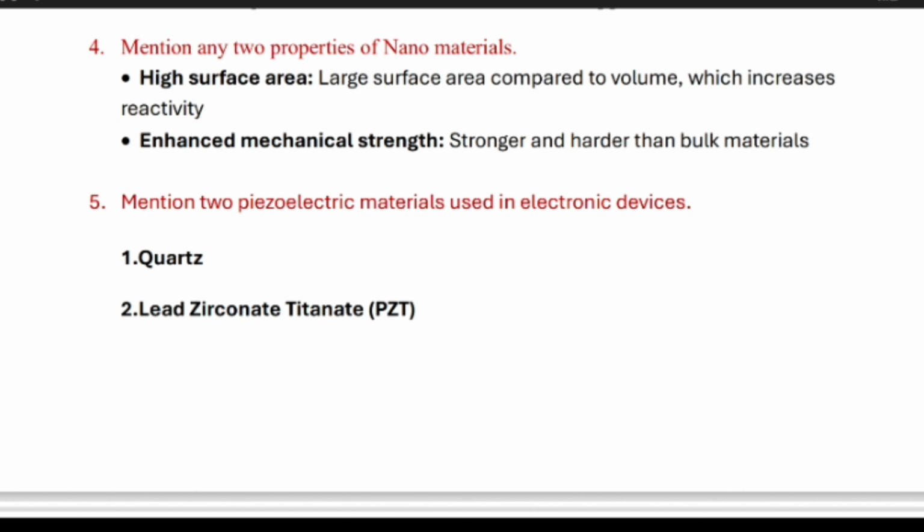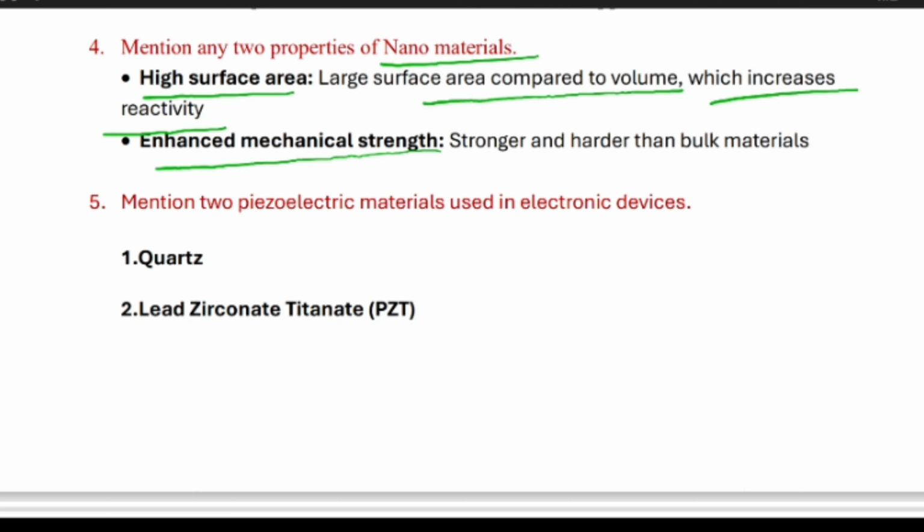And next question, mention any properties of nanomaterials. One is high surface area. Next one is enhanced mechanical strength. Coming to high surface area, a large surface area compared to the volume increases reactivity. If the surface is more, reactivity will be more. Enhanced mechanical strength means it is stronger and harder than the bulk materials.